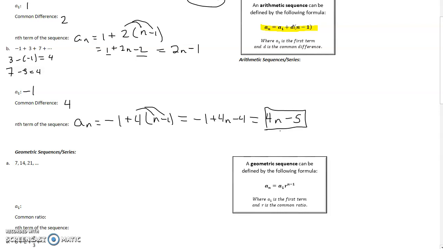Again, if I needed to find a term in the sequence, I would first get the nth term, and then I would plug the number in the sequence I was looking for into this formula. All right.